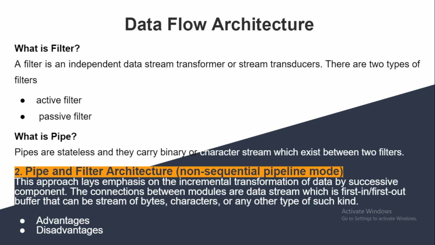What is a pipe? Pipes are stateless and they carry a binary or character stream which exists between two filters. It can move a data stream from one filter to another. Pipes use little contextual information and retain no state information between instantiations.